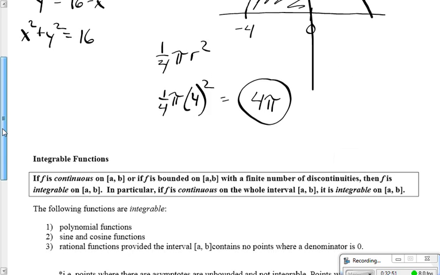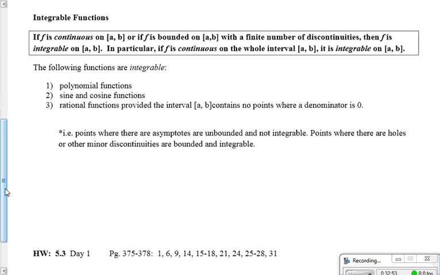Last idea. We talked about differentiable. Now we're going to talk about integrable really briefly. You don't have to have a formal understanding of this, but functions are integrable if they're continuous on the interval, or if they're bounded with a finite number of discontinuities, which means you can have jumps. You can integrate functions that have jumps. You can't differentiate them, but you can integrate them. Then f is integrable on [a, b]. If it's continuous, it's integrable.